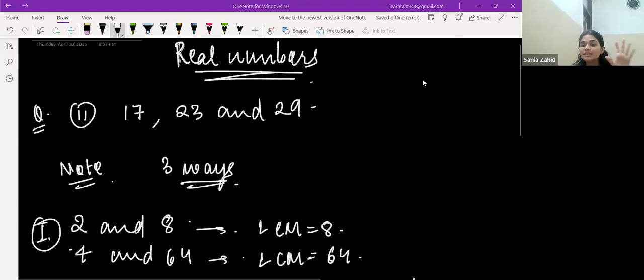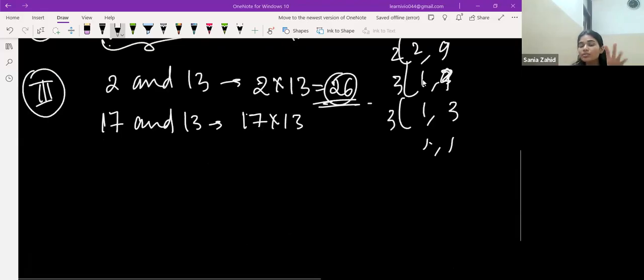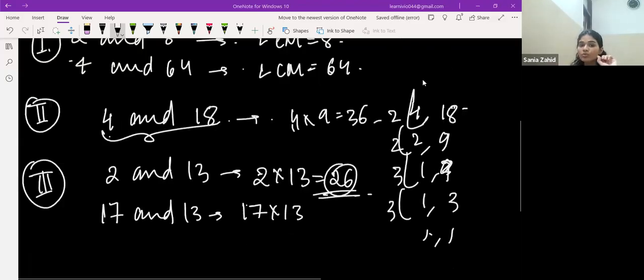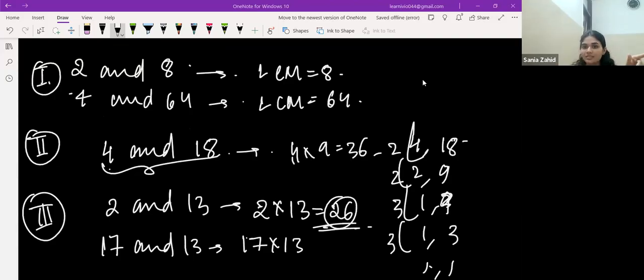Okay. So now this thing you do not have to really show in your notebook. This is a trick that you should remember. So you do not show this in your notebook. In your notebook, you're going to show only the method which we discussed yesterday. But this is for quick answers.